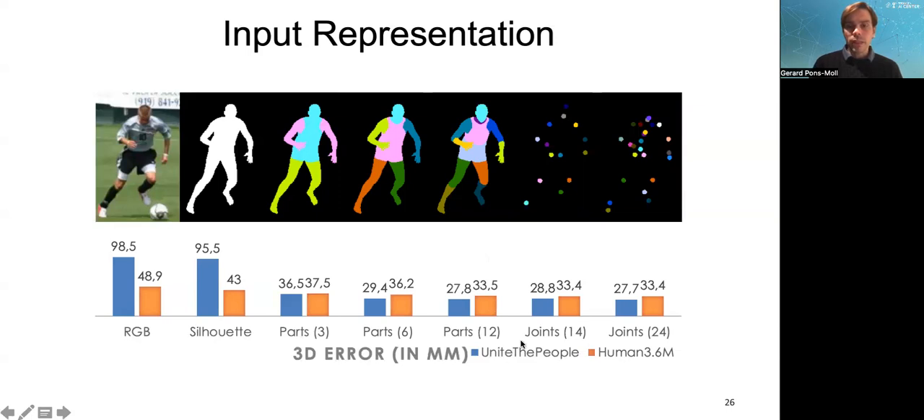So these are 2 different data sets. The United People is more images in the wild. The human 3.6M data set is an easier data set. And perhaps that's why the RGB image for this data set is already fine. 48.9 is not great, but it's definitely much better than this 98.5.